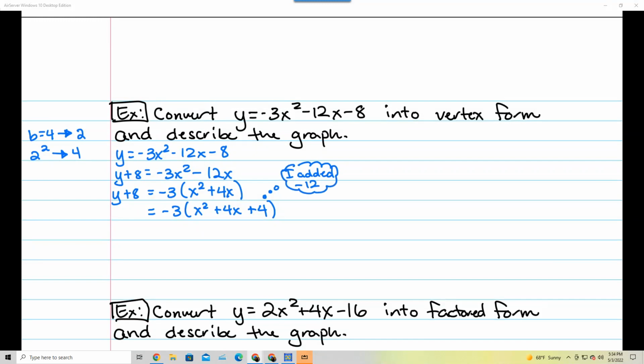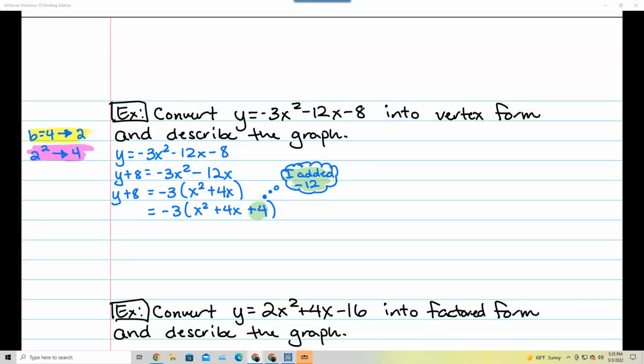I'm going to go ahead and put this here. In fact, let me start color coding my steps. This was my yellow step. I took my b, and I took half of it. This is my pink step. I took that half, and then I squared it. And then this is my green step. I took that number, and I added it to both sides. So it kind of looks like I'm adding a 4, but I really didn't add a 4.